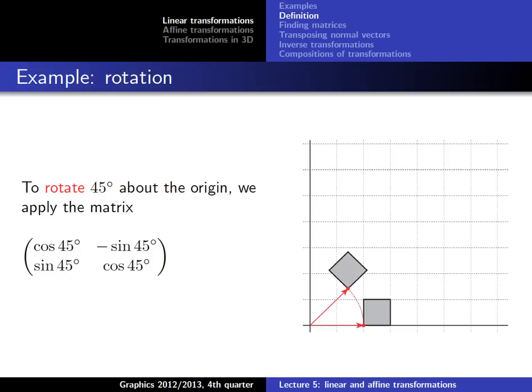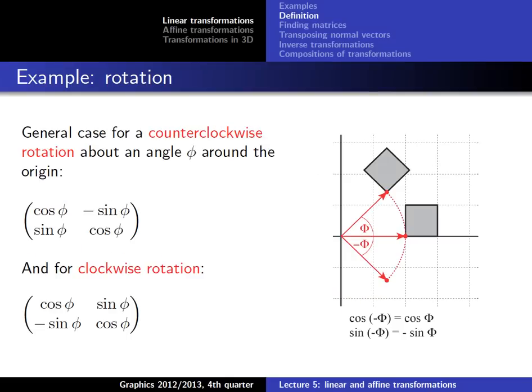Now, this is a less obvious example. If we want to do a rotation around the origin at, for example, an angle of 45 degrees in counterclockwise order, then this matrix here is the transformation matrix for it. Or in general, we can also have the general case for any angle in counterclockwise order, in this direction here, and then this is the transformation matrix for it.